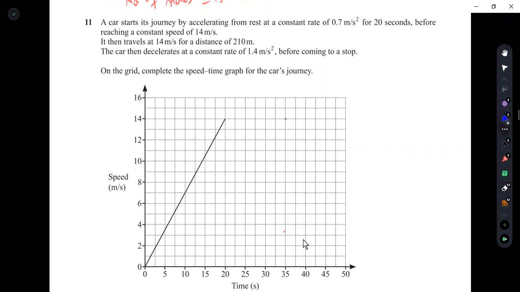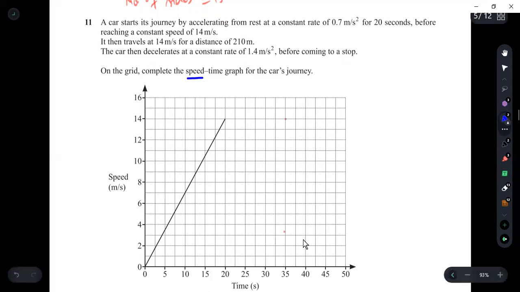The car starts its journey by accelerating from rest at a constant rate of 0.7 meters per second squared for 20 seconds before reaching a constant speed of 14 meters per second. It then travels with this speed for a distance of 210 meters. The car then decelerates at a constant rate of 1.4 before coming to a stop. On the grid, complete the speed time graph for the car's journey.